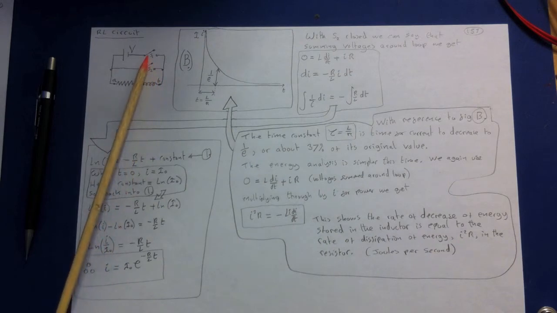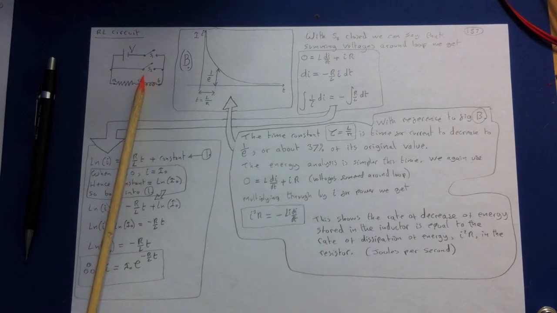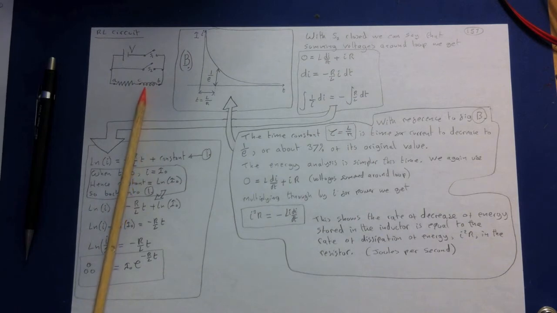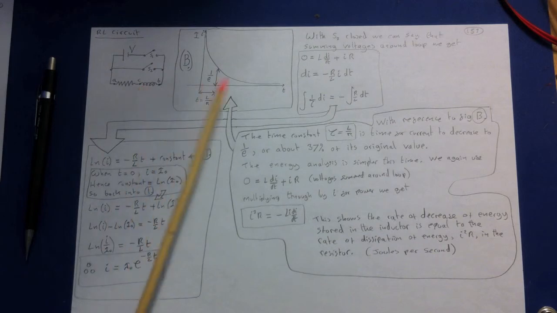we'll assume that that's the exact same moment we open S1. We'll call that t equals 0. The current through R and L does not instantaneously go to 0, but decays smoothly as shown in this diagram.